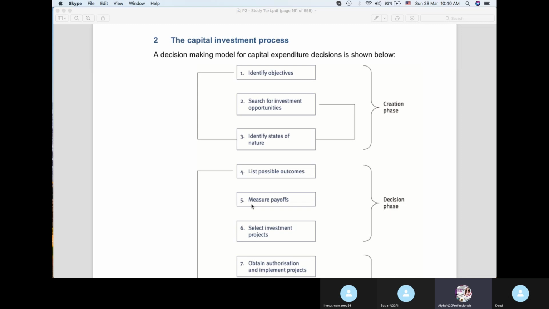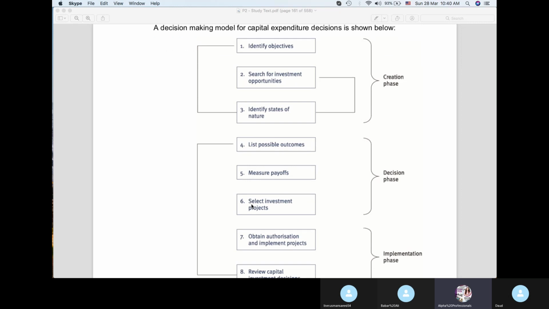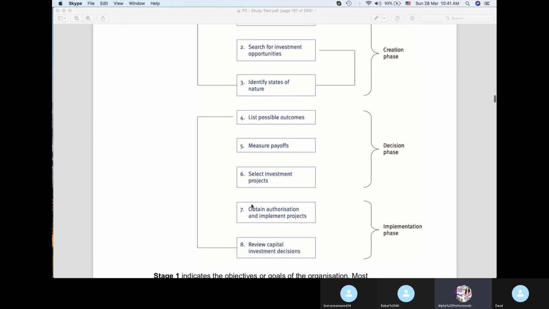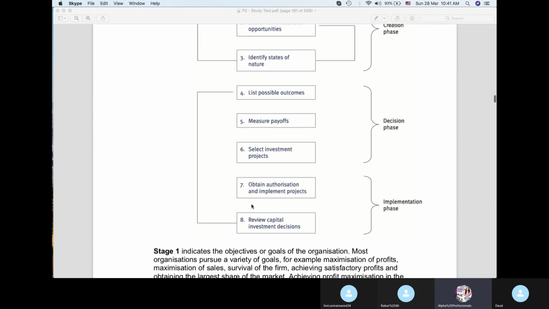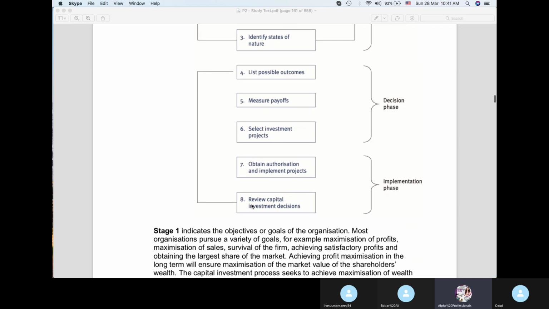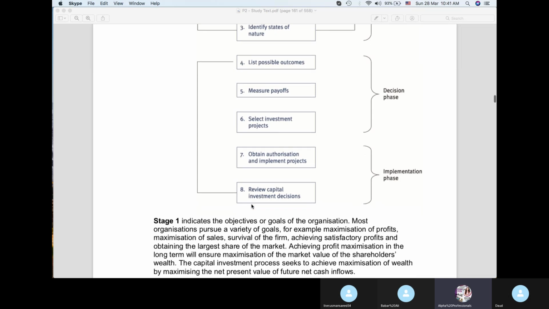You would be listing the possible outcomes of all the alternatives that you do have in your hand, and then you would measure the payoffs, like you might be calculating the NPV, internal rate of return, and then you would select an investment project. On the basis of the returns, you would decide which investment is more appropriate for your organization. And once you have done that, you would be getting the authorization to implement that project. Normally the authorization is given by the board of directors, and then you would review the capital investment decision.